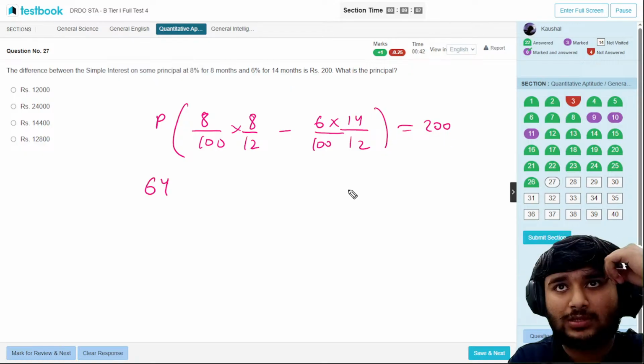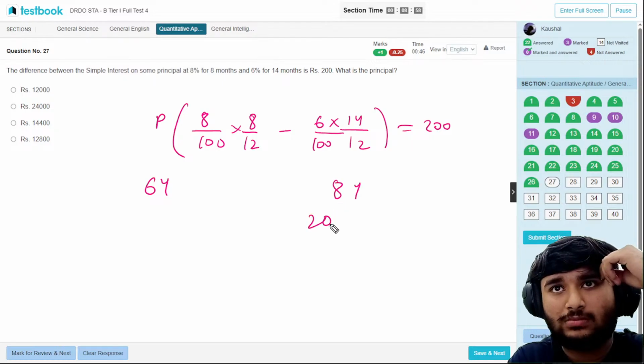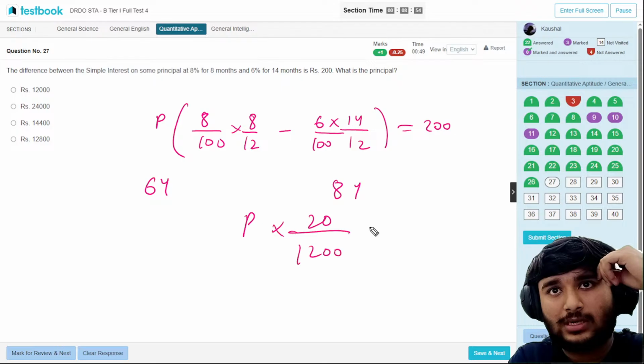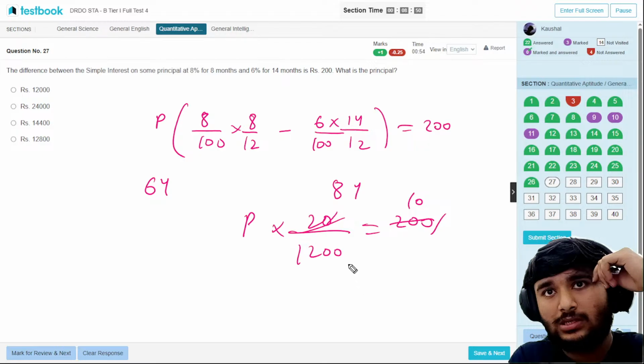64. 6 4s are 284. 20 तो 20 अपन 1200. 10. 12,000.